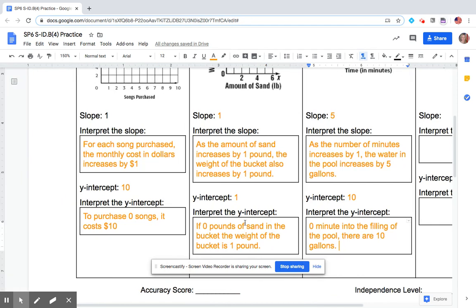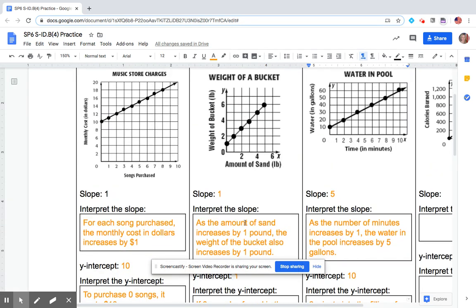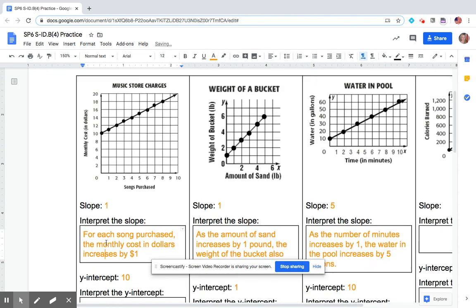So that's how we use a scatter plot and the line of best fit to interpret the slope and the y-intercept of a linear model.